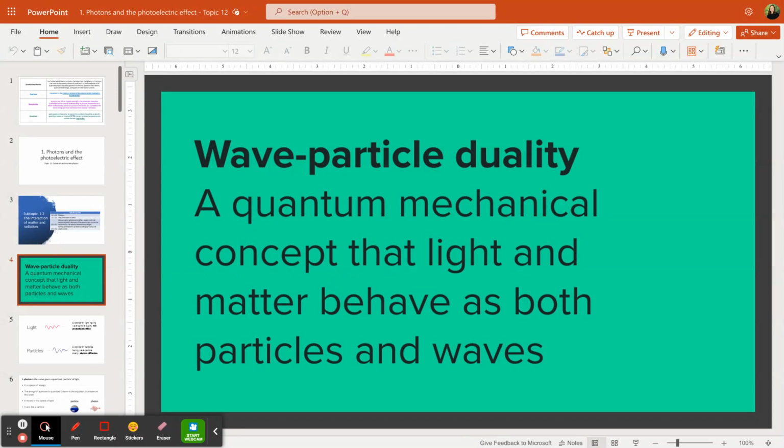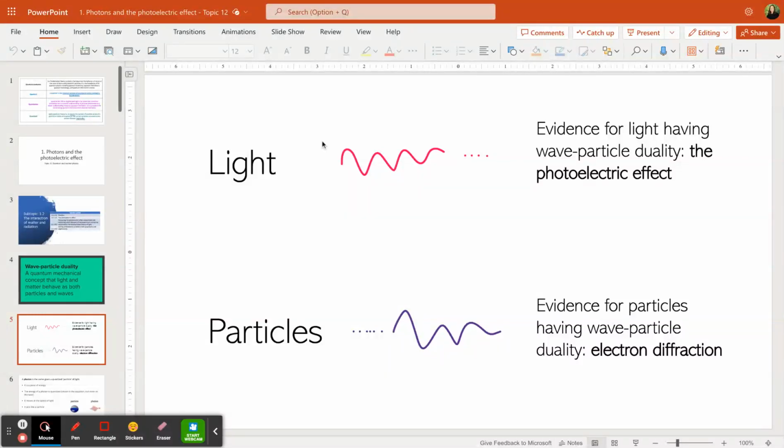It's pretty revolutionary, really, because everything that we understood about the world before this point is that we have waves and particles and they're completely separate things. And then quantum mechanics has come along and said, no, hang on a minute, actually, everything can be both. Light can be a wave, but it can also act as a particle. Particles are particles, but they can also act as waves. There are two pieces of evidence that you need to learn about in this topic to say, well, we've got this evidence that suggests that wave-particle duality is a thing. The photoelectric effect, which is today's lesson, is evidence for light having wave-particle duality.